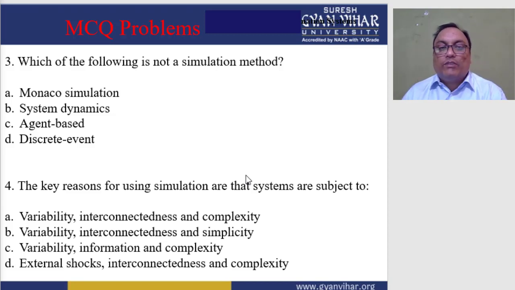So move to the third question. Which of the following is not a simulation method? The first option is Monte Carlo simulation, B is system dynamics, C is agent based, and D is discrete event. So it gives Monte Carlo simulation as the right answer. And for question number 4, the key reason for using simulation is that systems are subjected to: A is variability, interconnectedness and complexity; variability, interconnectedness and simplicity; variability, information and complexity; external shocks, interconnectedness and complexity. So C is the right answer for this question.